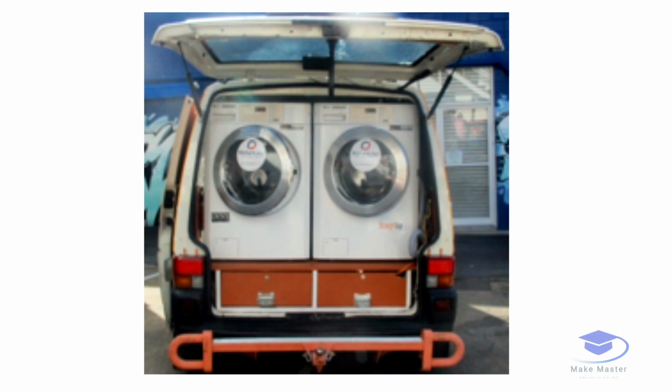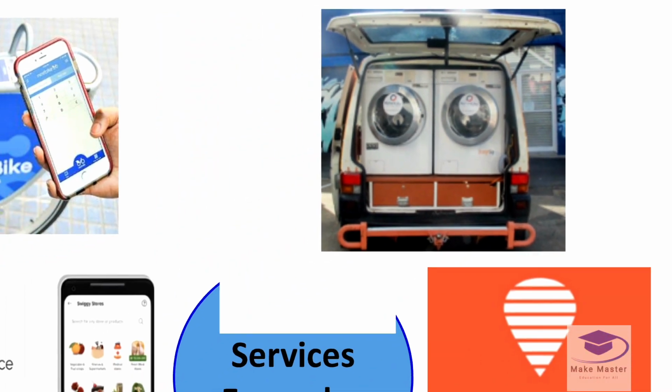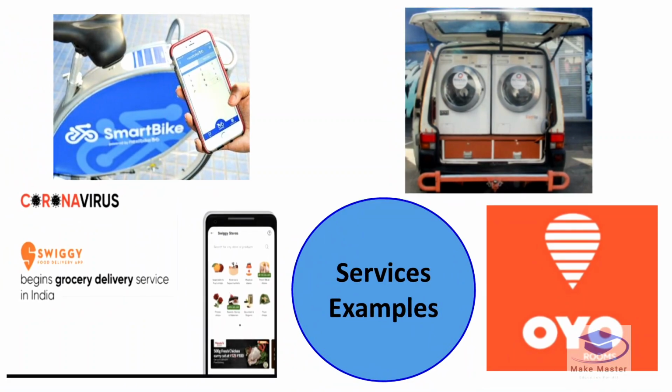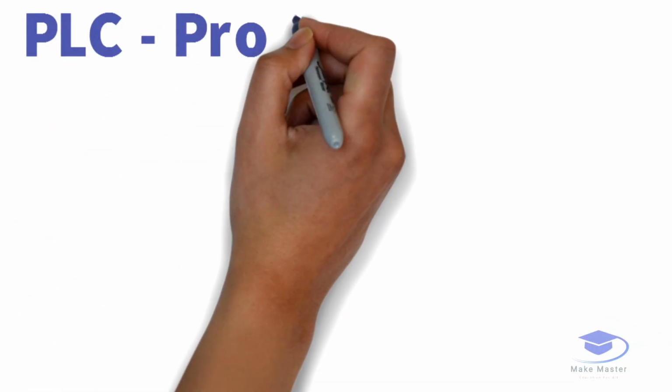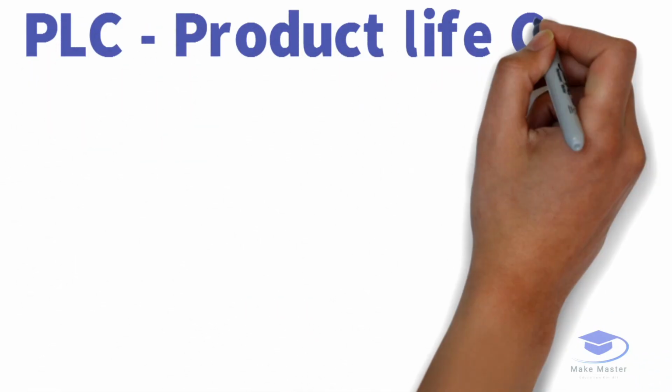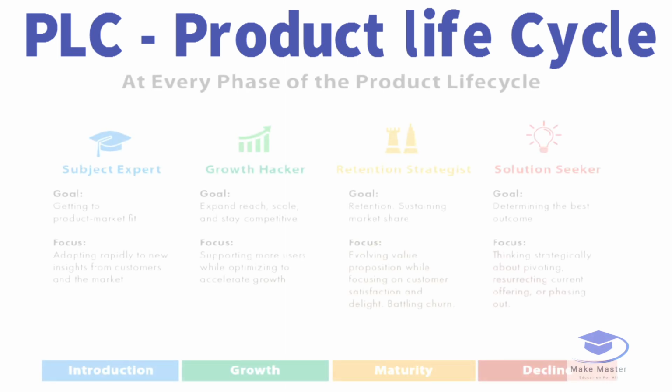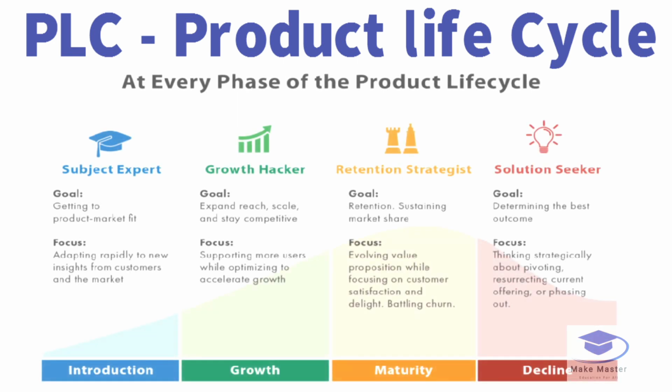We have seen product and service examples. Altogether, new product and service introduction, we shortly call it NPSI. Before we dive into NPD processes, we need to know in detail about PLC, that is product life cycle. Product life cycle has four phases, which are introduction, growth, maturity, and decline phases. If our product is ready, we are going to see in each phase what our goals and focus are.